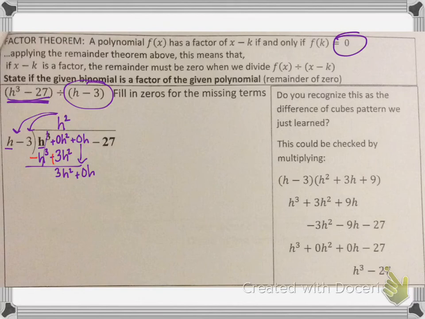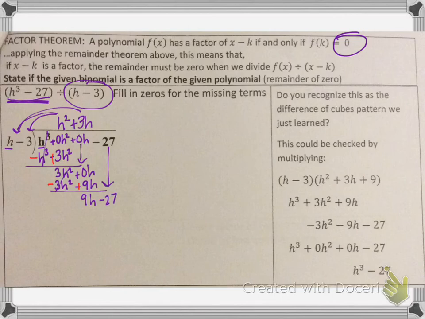Okay, let's do the process again. H times what gives me 3h squared? That would be 3h. Sorry, my handwriting's terrible on here. Now I'm going to take my 3h and distribute. 3h times h is 3h squared. 3h times negative 3 is negative 9h. Next thing I do, change my signs. That becomes a negative, that becomes a positive. So those guys cancel. I have 9h. And I'm going to bring down my negative 27.